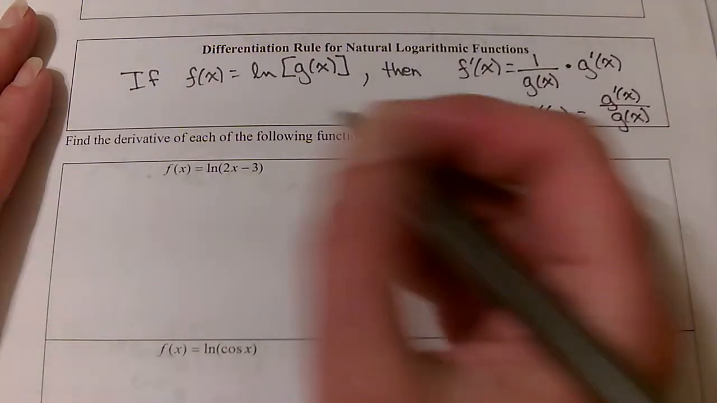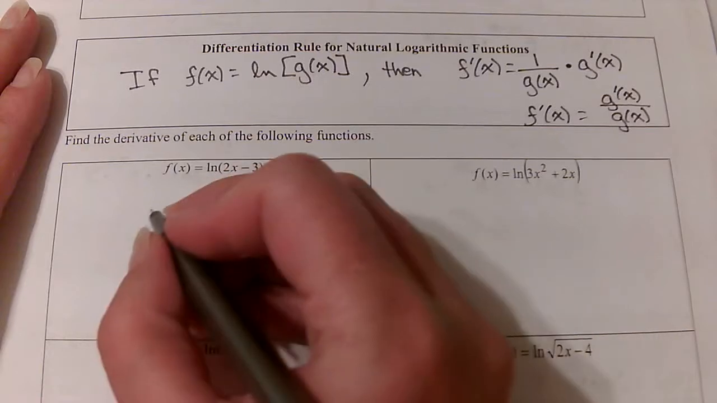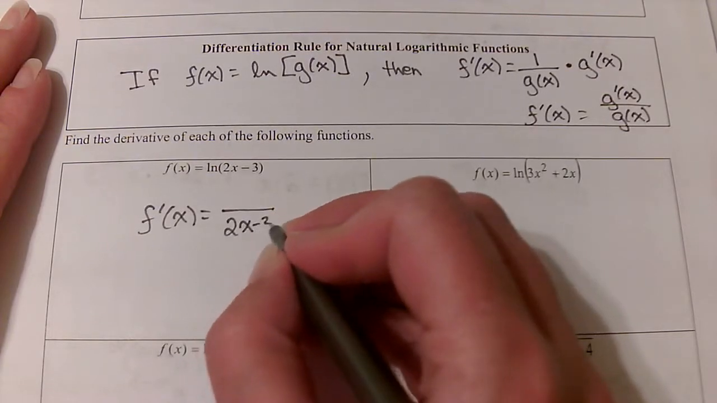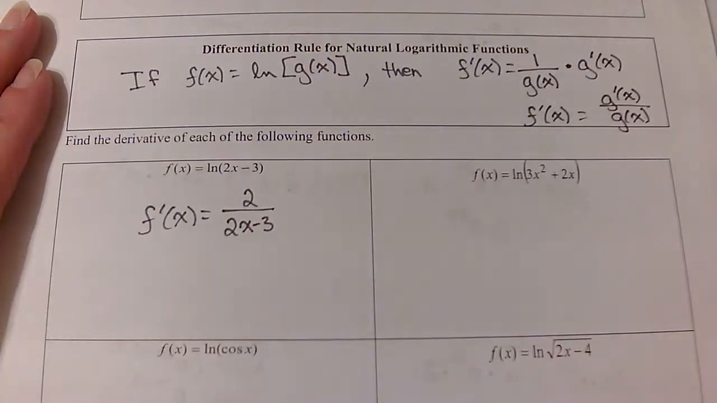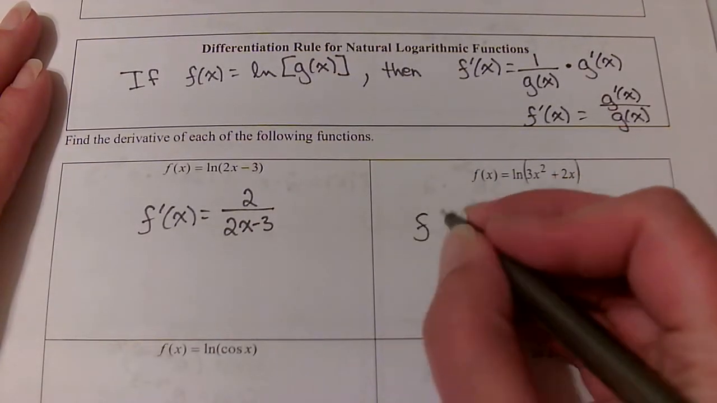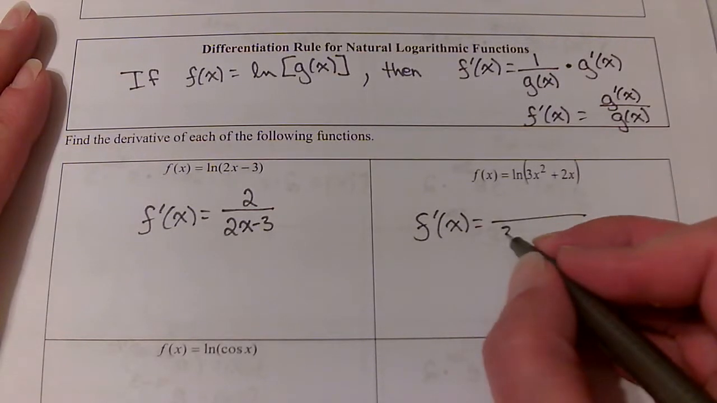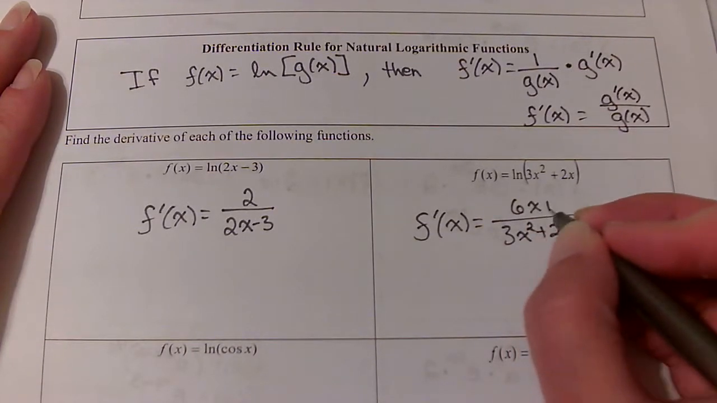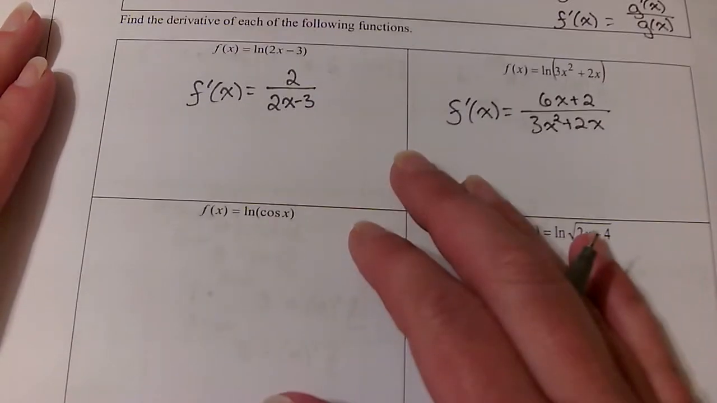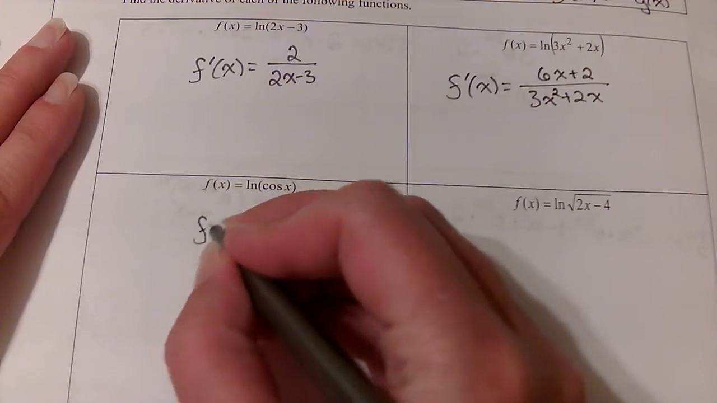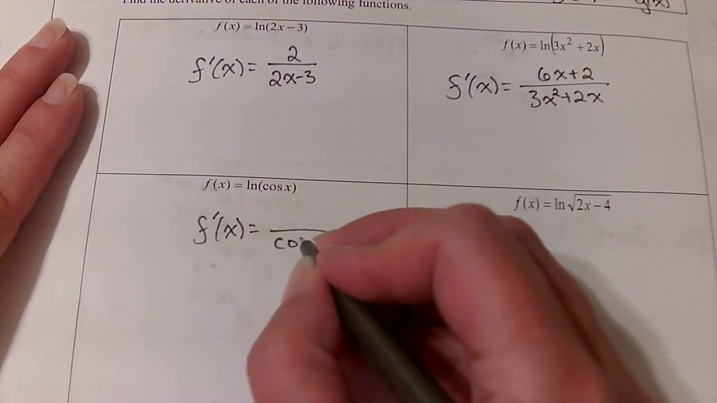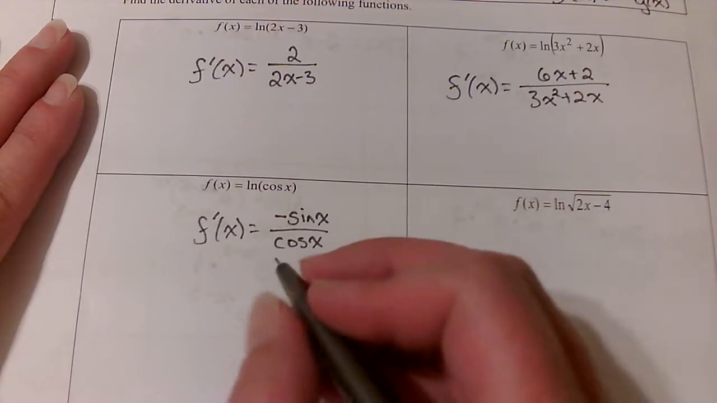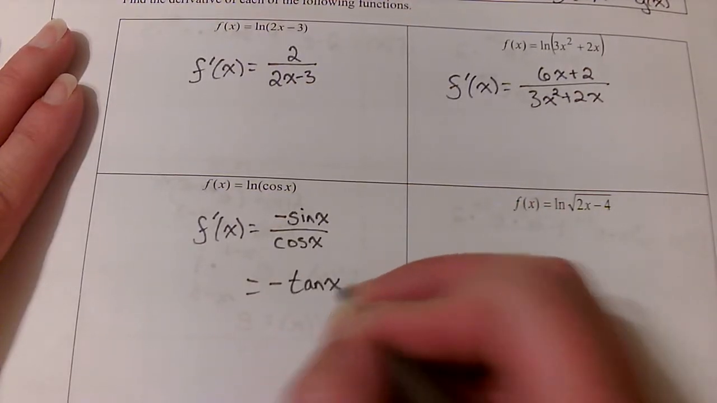Let's try it. So 2x minus 3 is the inner function. So it's f prime of x equals 2x minus 3 in the denominator. The derivative of that goes in the numerator. Oh, beautiful. Next one. 3x squared plus 2x goes in the denominator. And the derivative of that is going to be 6x plus 2. Cosine's going to go in the denominator. Derivative of cosine is negative sine. Oh, that's tangent. Cool.